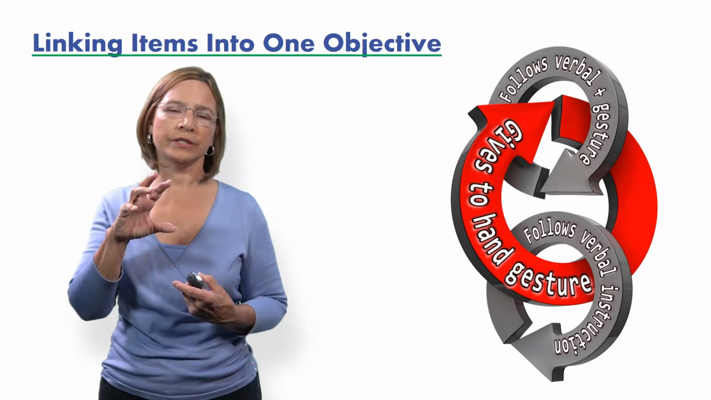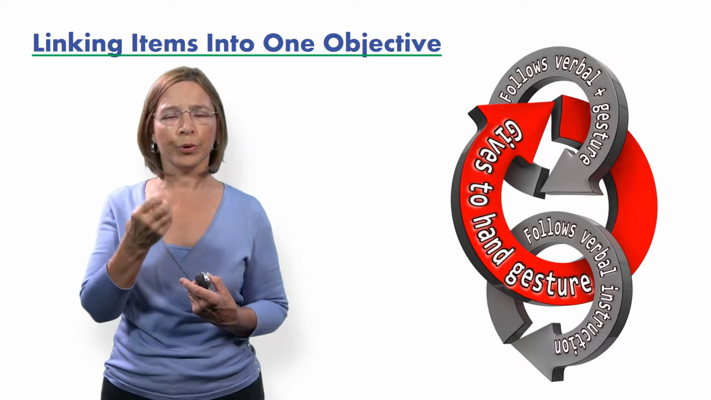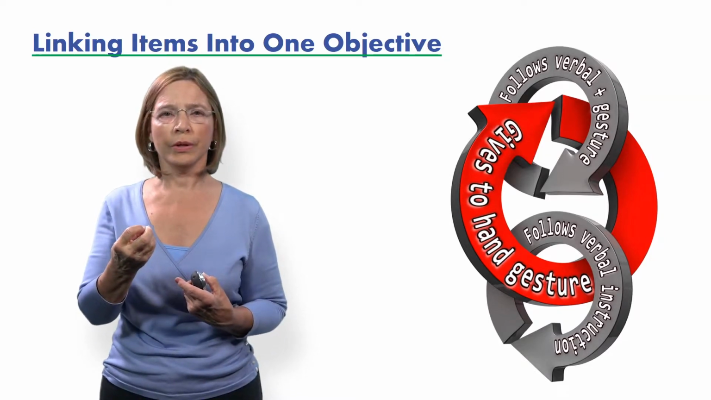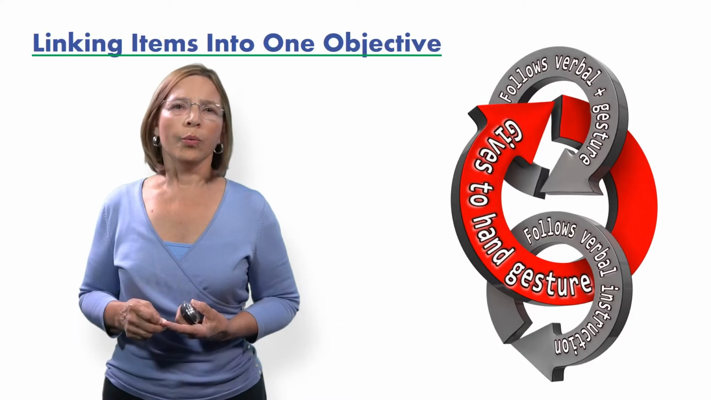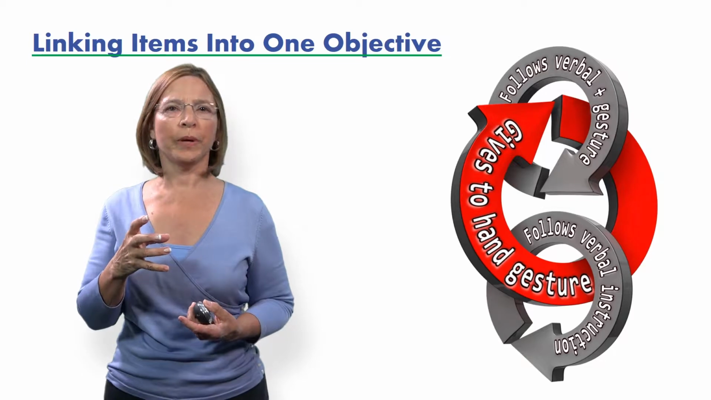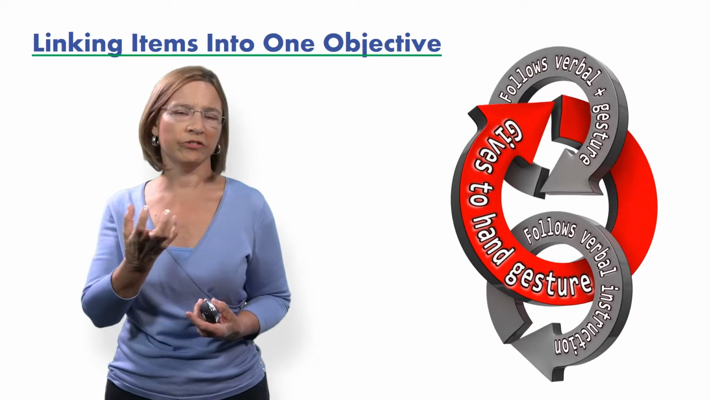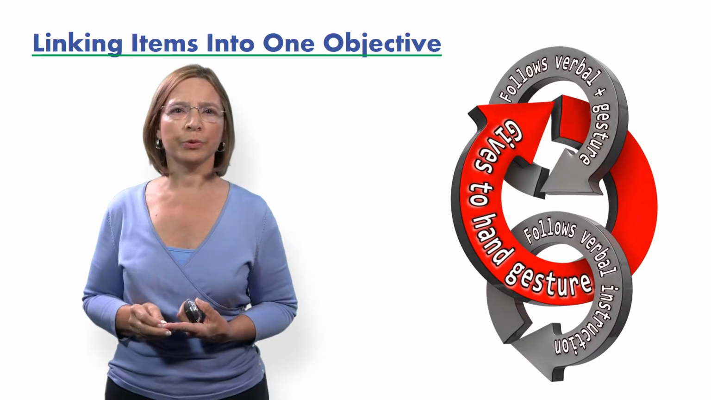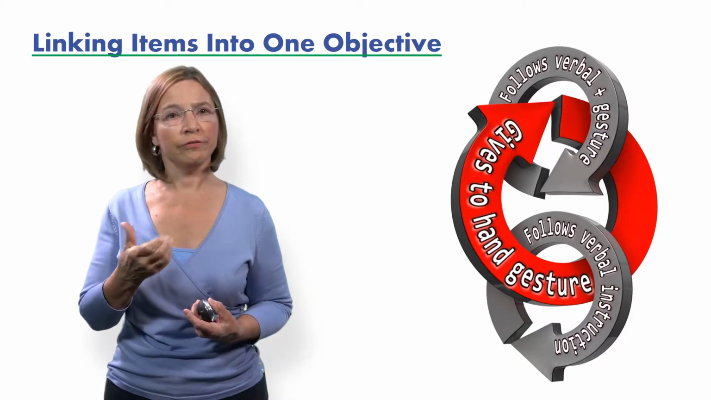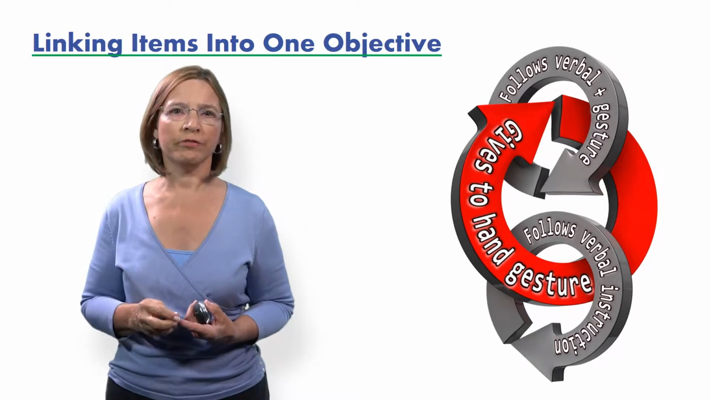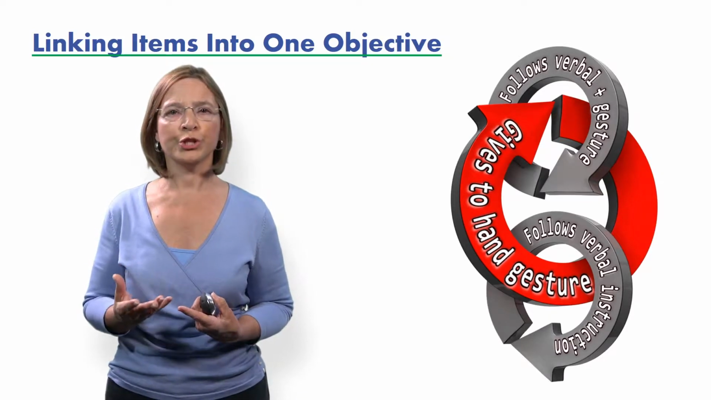You may also see several items that kind of come together well and could be brought into a single objective so that you could be linking several items into one objective. One way of moving through a curriculum domain is to look for items that join together nicely into a single kind of objective. Here's an example in which the therapist has linked together an item involving giving to an outstretched hand, an item involving following verbal directions, and an item involving following verbal gestures.